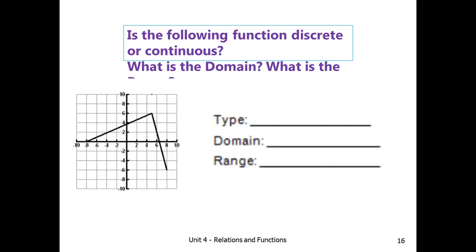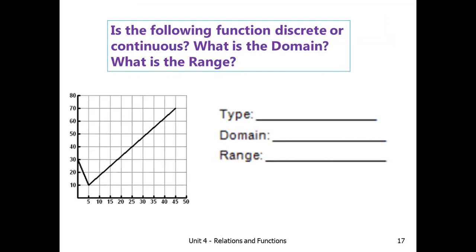Is the following function discrete or continuous? What is the domain? What is the range? This is continuous because it has lines. The domain are the x coordinates of the graph, -8 and 8. Your range are the y coordinates, -6 and 6.